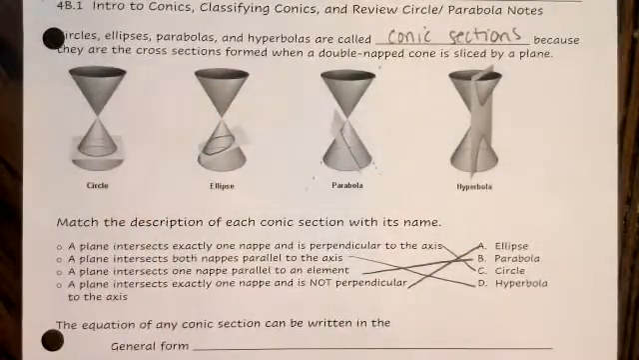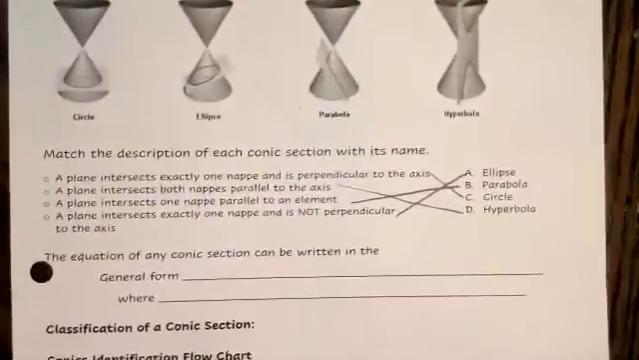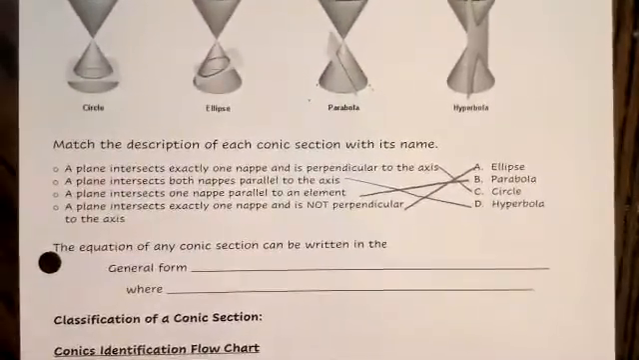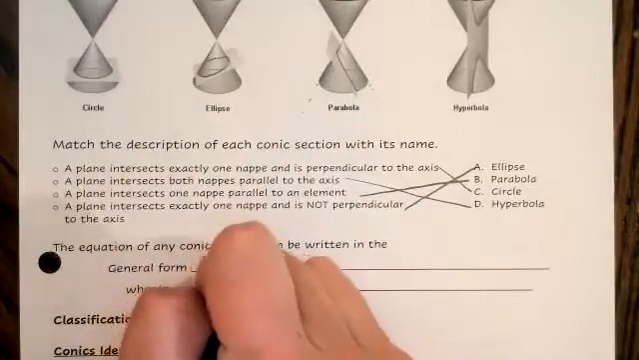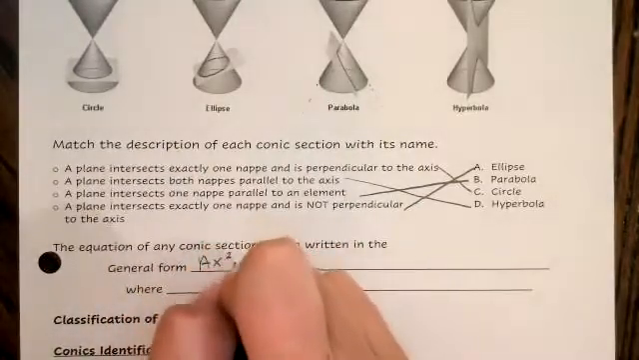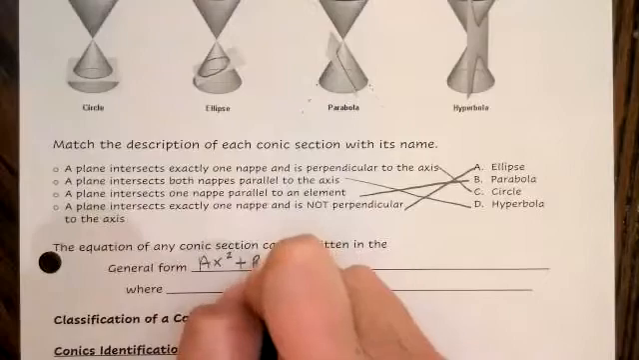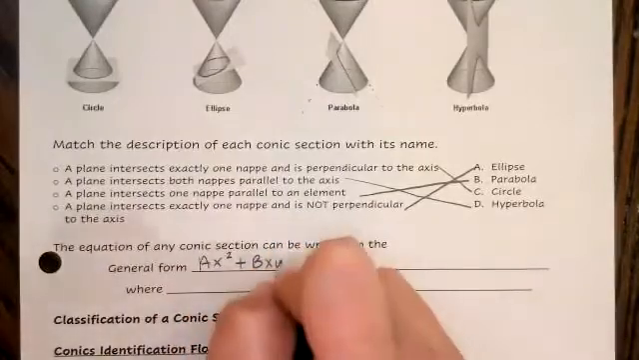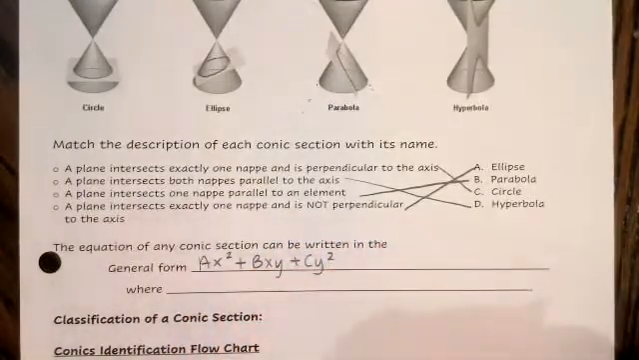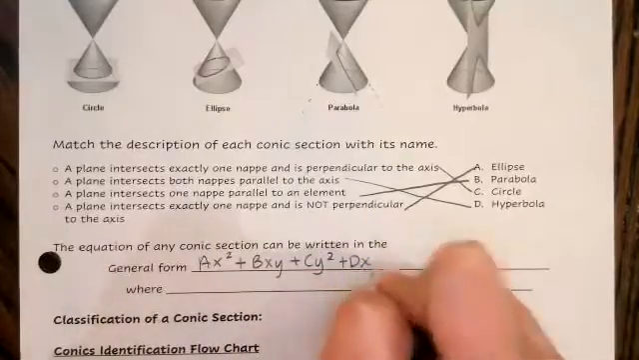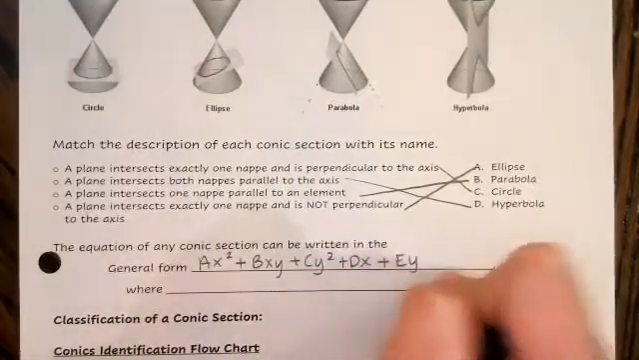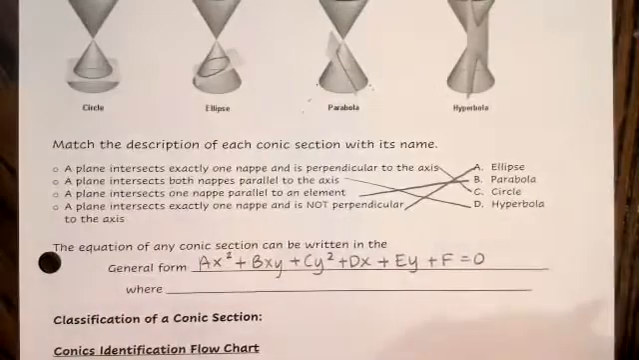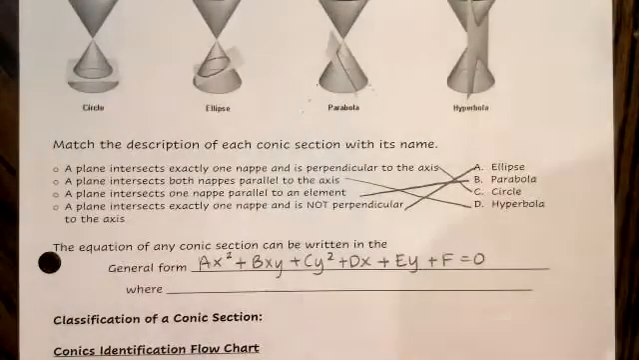All right, you're going to love the general form of this equation. The equations of any conic section can be written in this general form. That is Ax squared plus Bxy plus Cy squared plus Dx plus Ey plus F is equal to 0. That equation looks scary, but we actually don't use that one very often since it doesn't give us all of the information that we need.